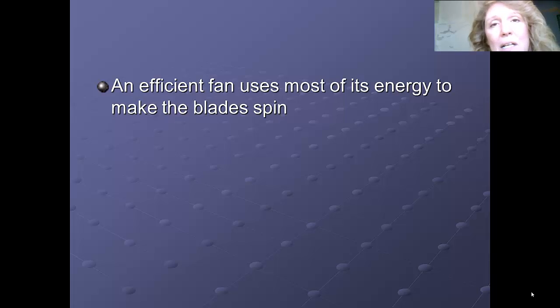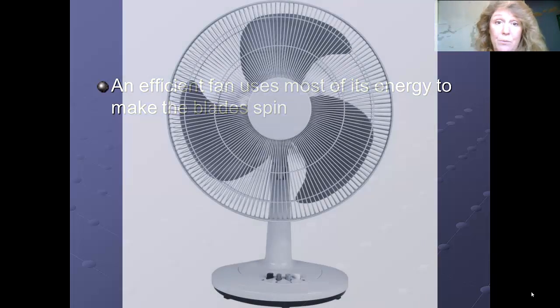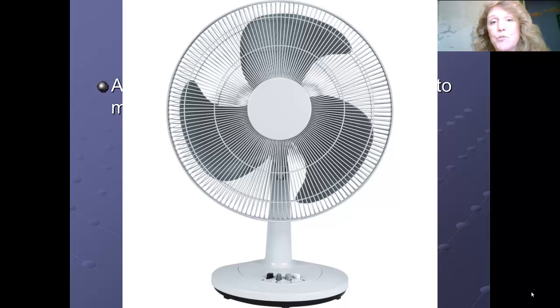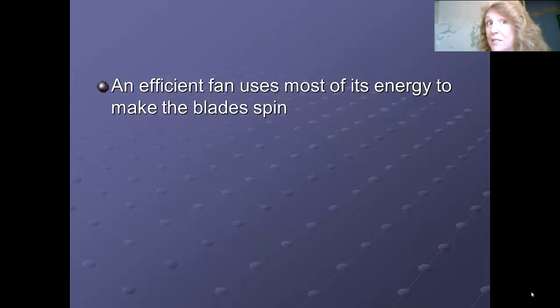An example of an efficient appliance. Let's use a fan, for example. If an efficient fan uses most of its energy to make the blades spin, because that's what a fan is supposed to do, is make the blades spin. So if you're putting all this energy into it and all that energy is being used to make the blade spin, it's a great fan.